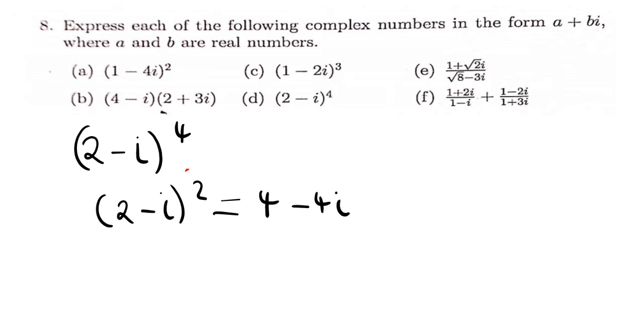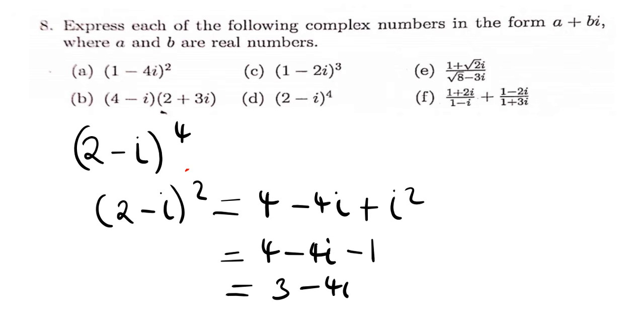Okay, i squared. So we've got a negative there. We're going to have plus i squared. Now i squared, we're saying i squared is just a negative number. So in this case, we're going to have 4 minus 4i. Then we've got i squared, which is negative 1. I'm going to put negative 1 there. Then 4 minus 1, that is a 3 minus 4i.